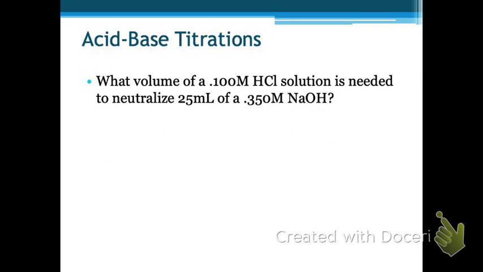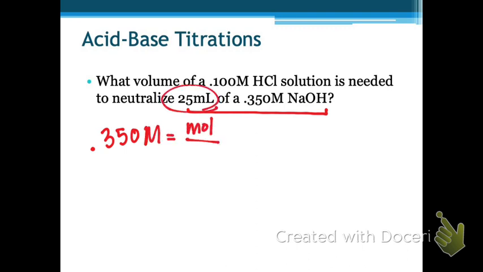Okay. So the first thing I want to do is figure out, with the information given to me about the base, how many moles there are. Because if I know it's a 1 to 1 mole ratio, I've got to figure out how many moles of that I have. So I'm going to set up my molarity equation. 0.350 molar equals moles over, and then what do we have to do with that 25 mL? I have to convert to liters. So I'm going to figure out how many moles there are.